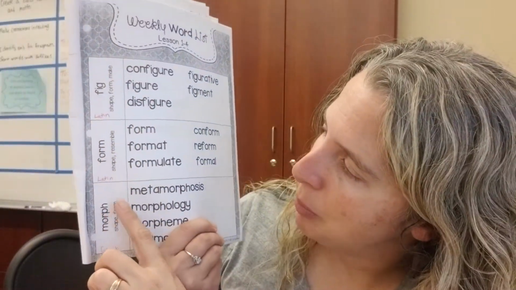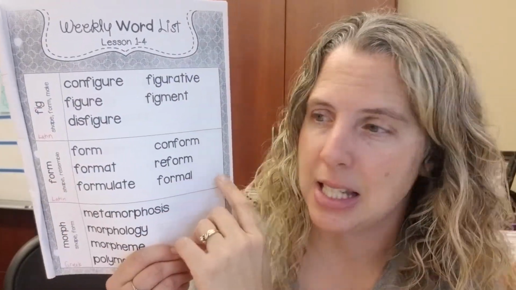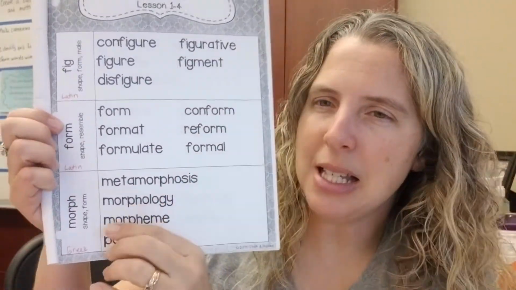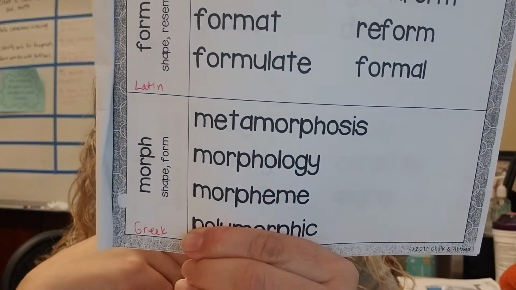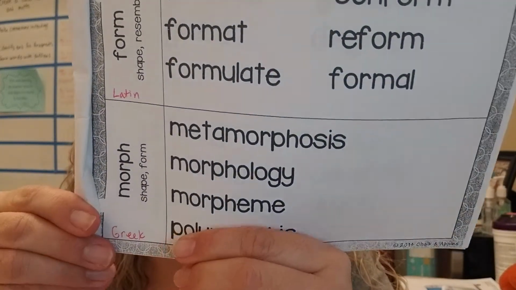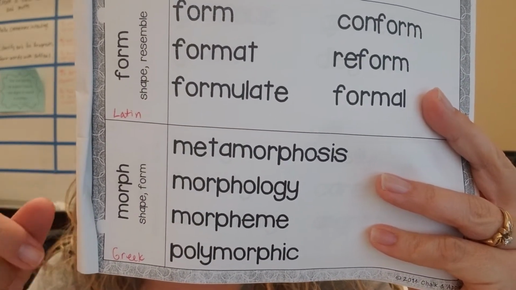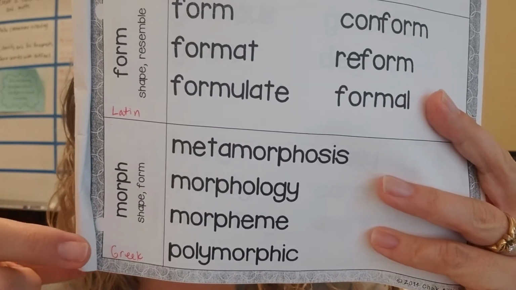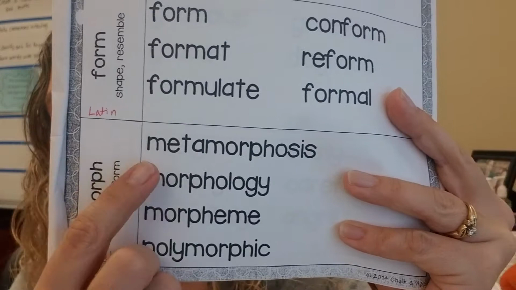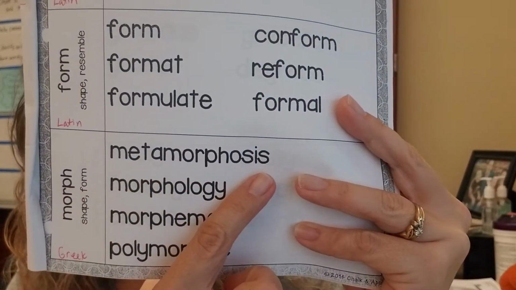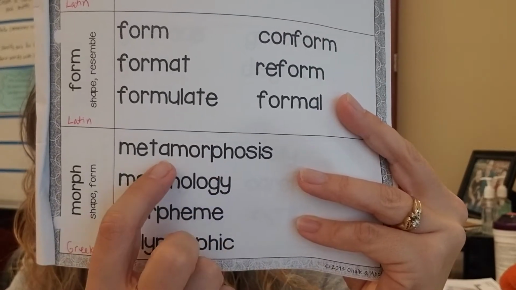Formal, that's a shape, but it also resembles. Formal means fancy. Okay, this one is a little bit harder. This is a Greek root. These words are a little bit harder, but I just want you to see them because I want you to see how they're used and how you could figure it out if it was in your writing or a book you were reading. So it means form or shape, okay? So look at this word, metamorphosis. This is a scientific word. It means really to change.